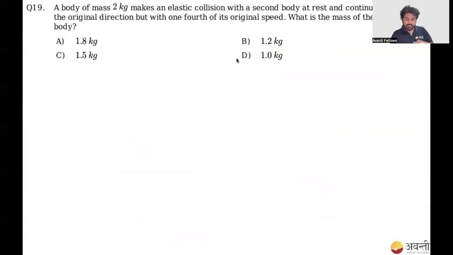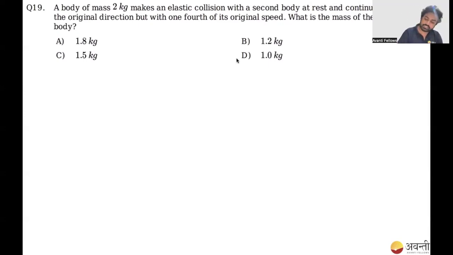Chalo, let's move to next question. So please read the question and then I'll solve it. Actually, it is also based on conservation of momentum only. So try it. Okay, chalo, let's do this question.